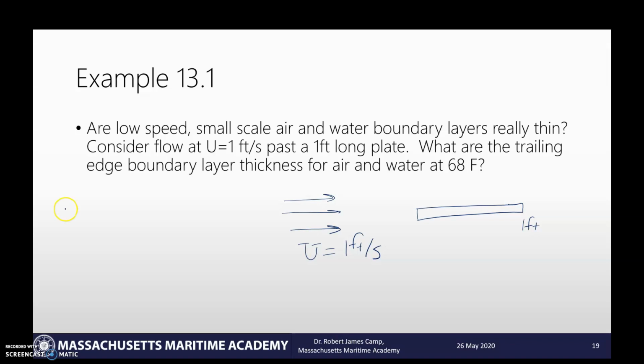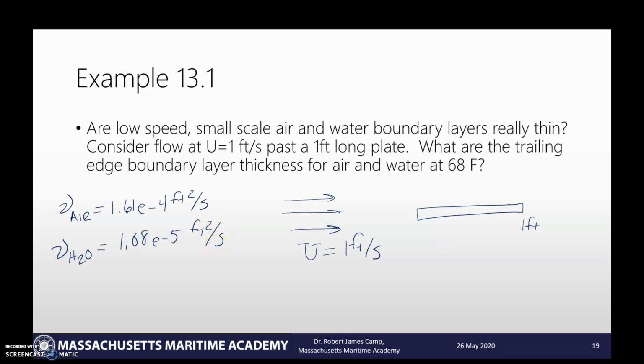So what do we have to do? Well, we have to look up kinematic viscosity because we're going to calculate out Reynolds number. So kinematic viscosity of air at 68 degrees is 1.61 e to the negative 4 foot squared per second. And then we can look up water, and water at that same temperature would only be 1.08 times 10 to the negative 5 foot squared per second.